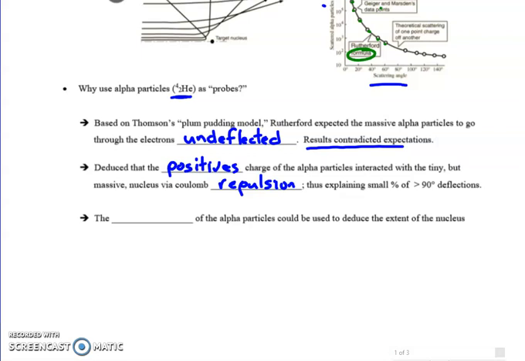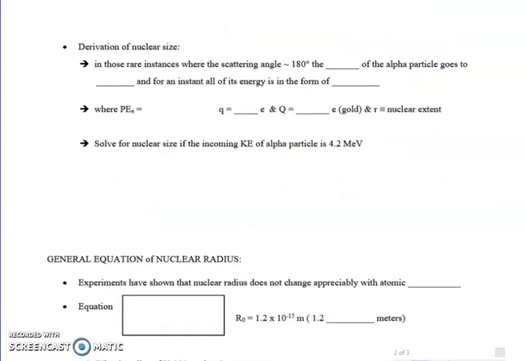And the kinetic energy of those alpha particles, in other words, coming out of that radioactive material in the box, could be used to deduce the extent of the nucleus. In other words, if you want to know how big the nucleus is compared to the atom, we could do some very clever derivation, which we're going to do right now. So let's go to the next page. We're going to derive the nuclear size, and then we're going to actually do it in a different way with a different set of experiments.